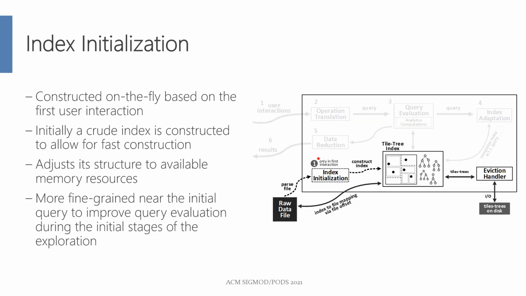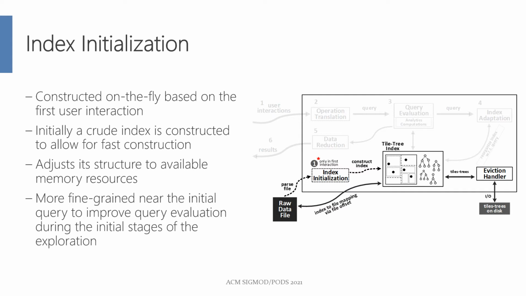A key feature of our tool is that it builds the index the first time the users start their exploration. Initially, a crude index is constructed without too many details to allow for fast response time. For example, we have no hierarchy of tiles nor many levels in the trees. Also, we built the index structure considering the amount of available memory resources. This initial index is, however, not balanced. We make it more fine-grained near the initial query to improve query evaluation during the initial stages of the exploration.